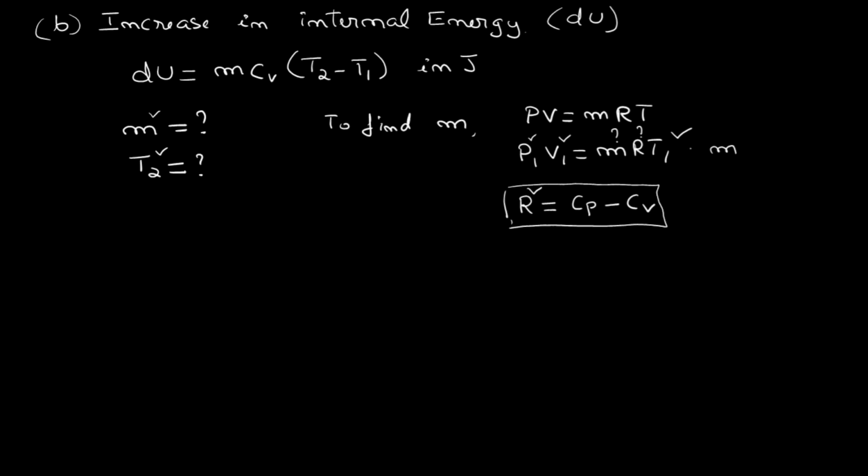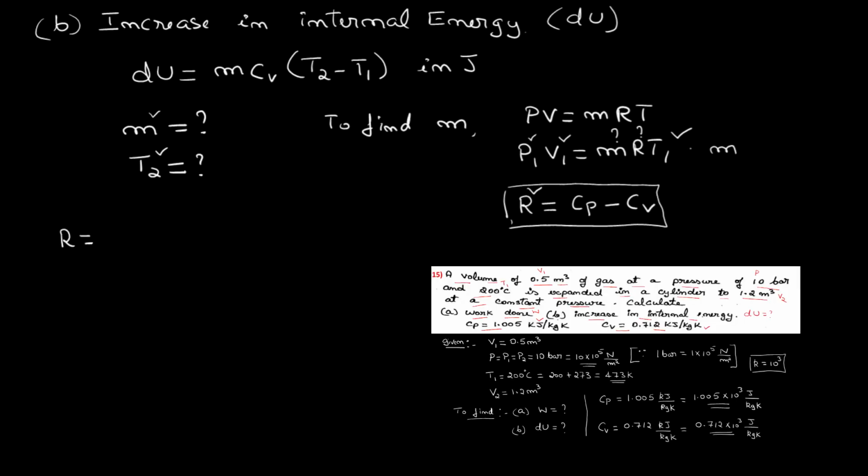So here I will write R is equal to, we know that R is equal to Cp minus Cv. Let me substitute this. R is equal to Cp, which is 1.005 into 10 to the power of 3, minus Cv value, immediately bracket open, 0.712 into 10 to the power of 3.